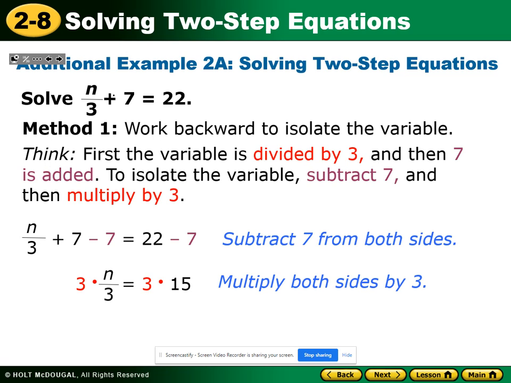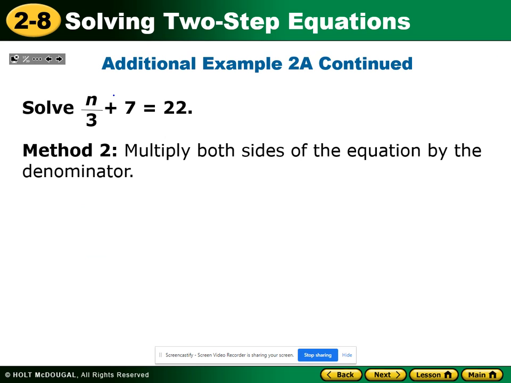All right. So, first thing they did, you see them, subtract 7 on both sides. Next thing they do, you see them multiply by 3 on both sides. And then they get their answer of 45.